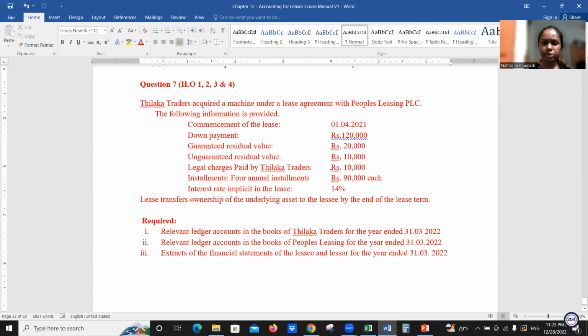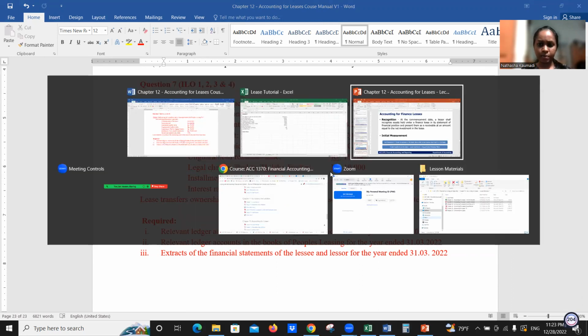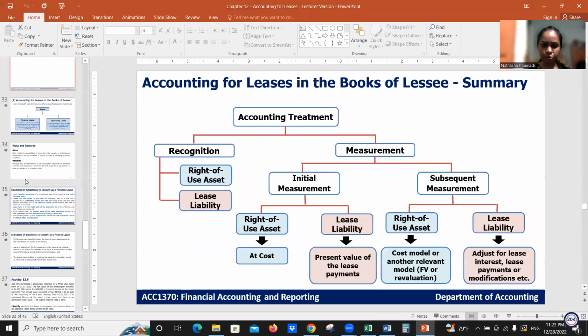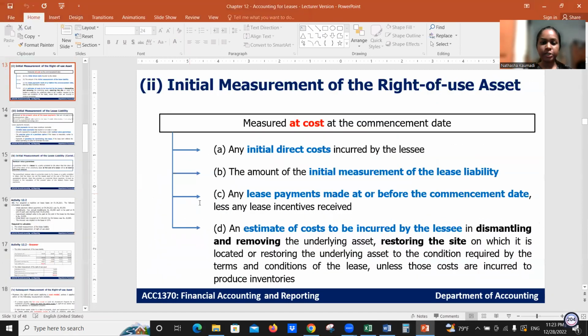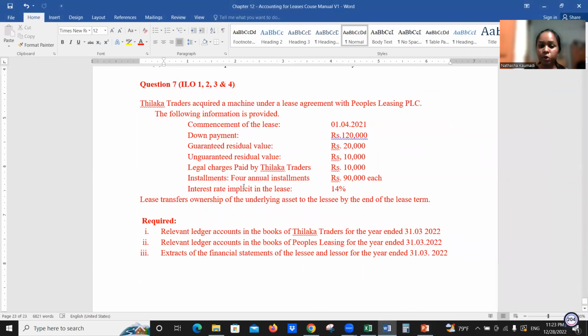What is this? Initial direct cost. I'll show you how to recognize this. Initially, you have paid these legal charges. Initial direct cost 10,000, and then installments, there will be 4 annual installments, 90,000 each. Interest rate implicit in the lease is 14%. The lease transfers ownership of the underlying asset to the lessee by the end of the lease term. Now, you need to show the relevant ledger accounts of Tilaka and People's Leasing.